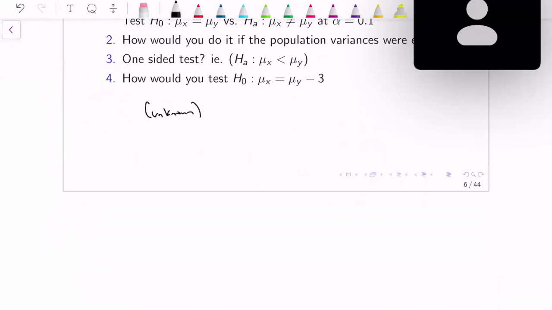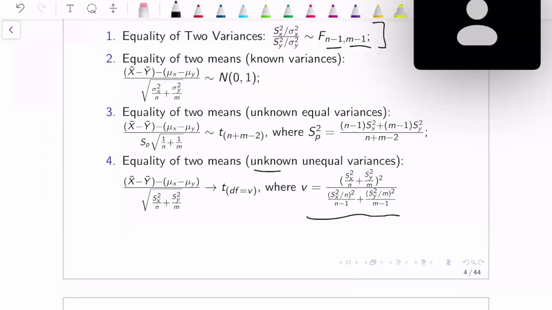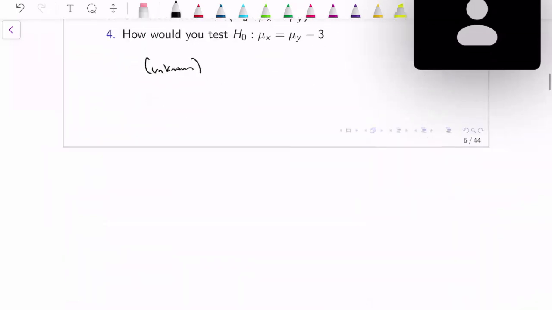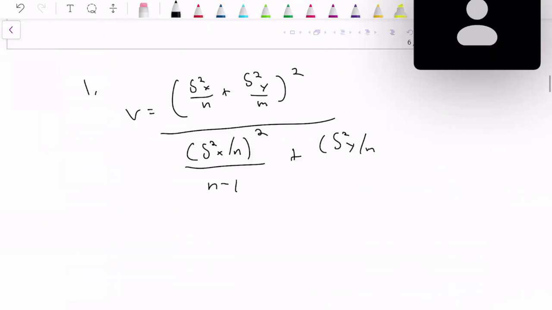All right, so if they're unknown, then the first thing we need to do is the degrees of freedom calculation. So this is V here. V is S squared X over N plus S squared Y over M, all squared, divided by S squared X over N squared over N minus 1 plus S squared Y over M all squared over M minus 1.